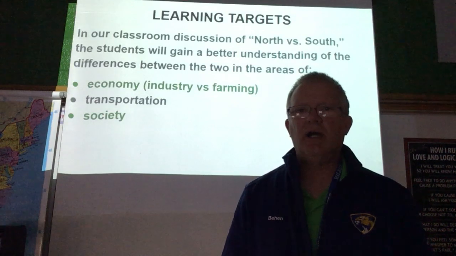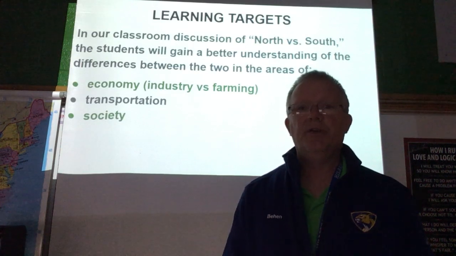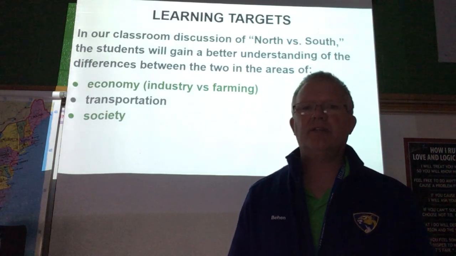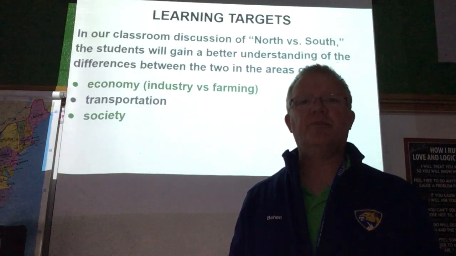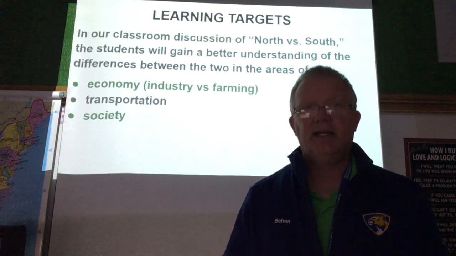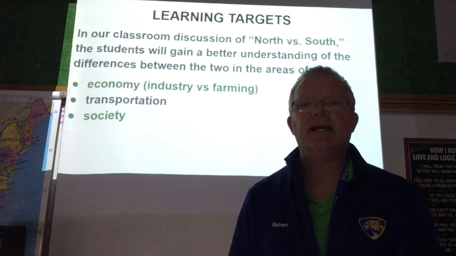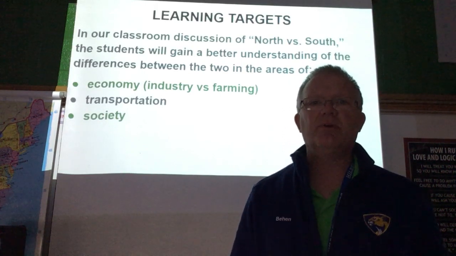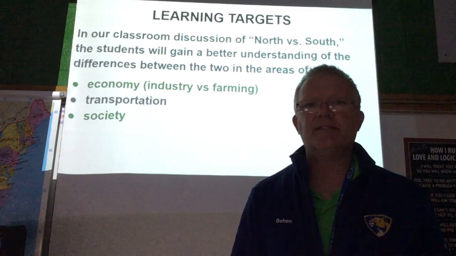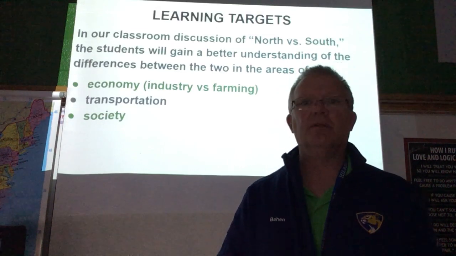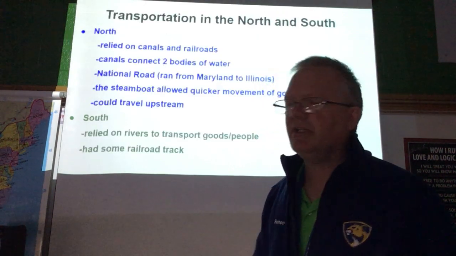We're going to continue our lessons on lesson 19, where we compare the North with the South, and we look at three main differences between them. In our last video lesson, we learned about the different economies that the North and South had. The North trying to become more of a factory society, and the South relying on slave labor. For today's lesson, we're going to concentrate on transportation used in the North and South, as well as the society, the makeup of the people of the North and the South. So let's get going. So transportation in the North and South.